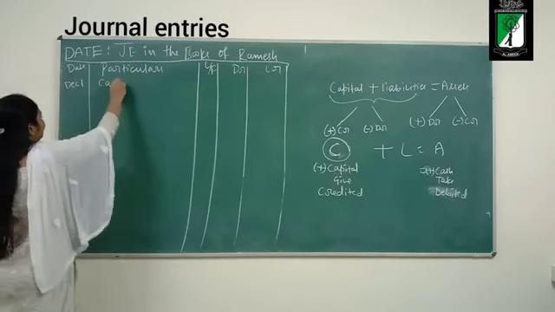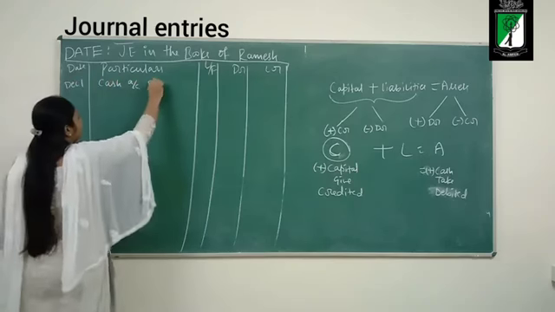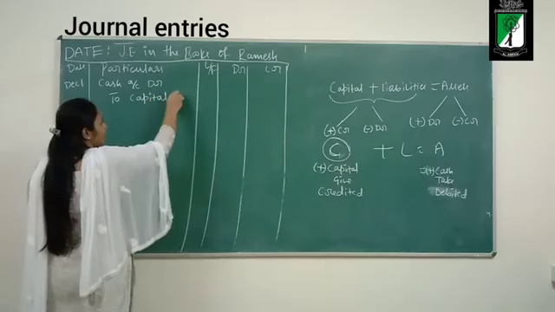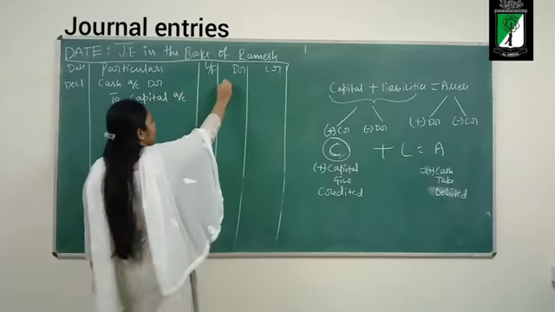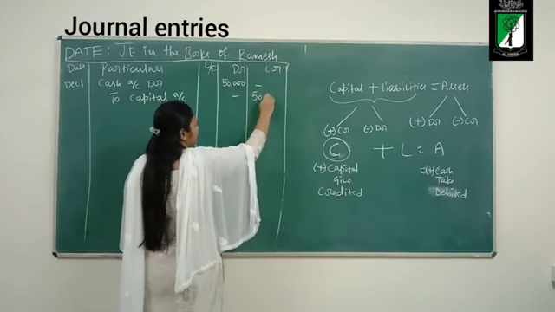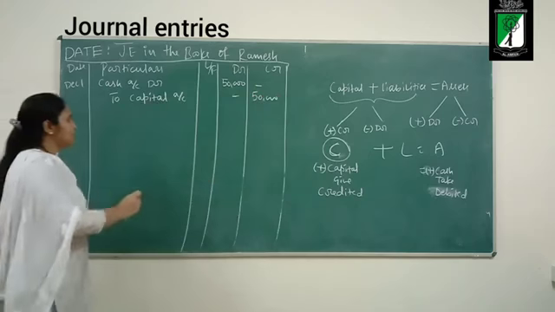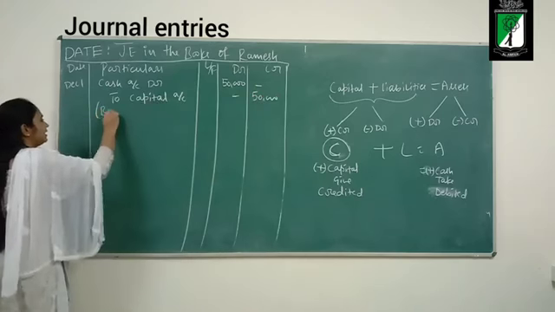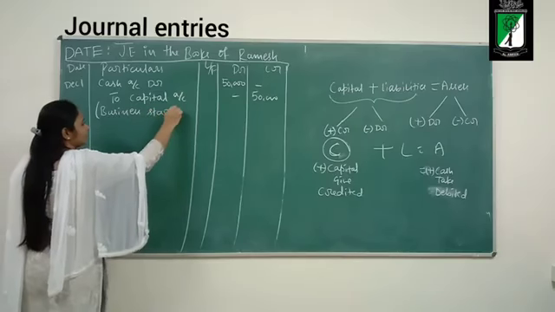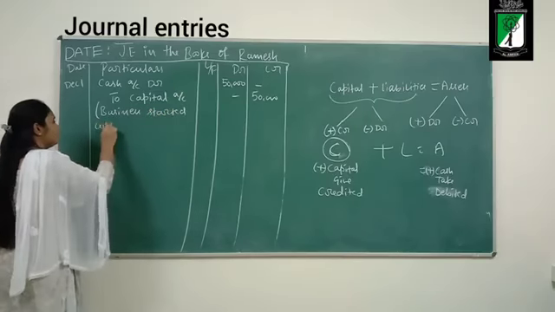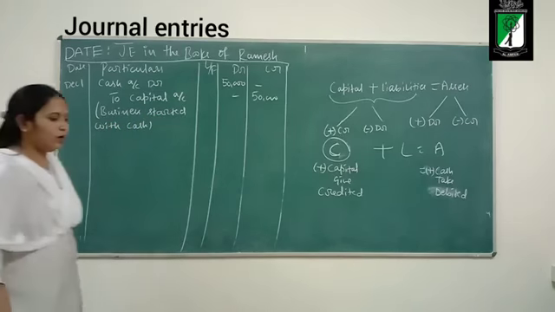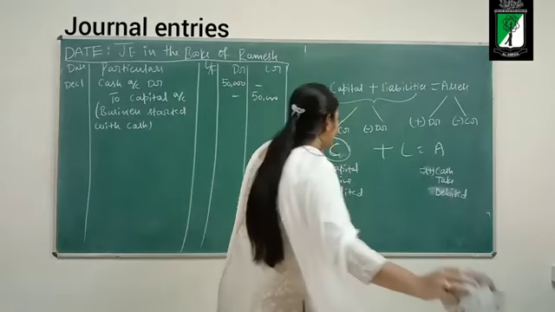Cash account debit to capital account. What is the amount? 50,000. Okay, so I have to write the narration. What is the narration? Business started with cash. So this is the narration. Now this is according to what? This is according to the modern approach.